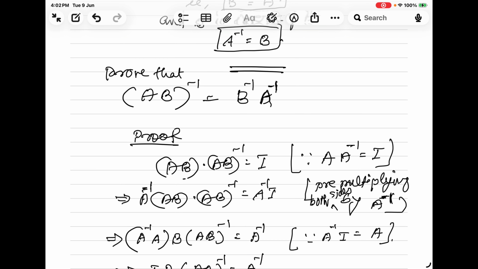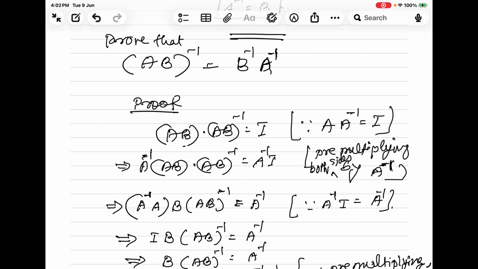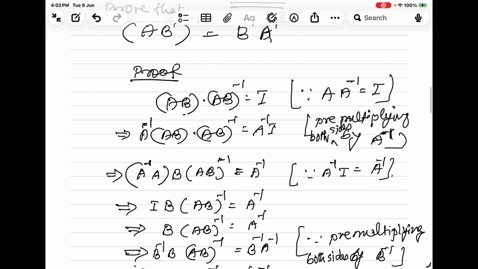We collect A inverse A into one bracket, into B into AB whole inverse, equals A inverse into I, which equals A inverse. A inverse A equals I. So I into B into AB whole inverse equals A inverse, that is B into AB whole inverse equals A inverse.